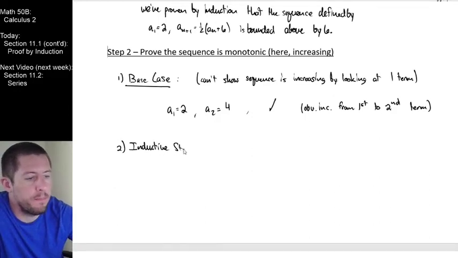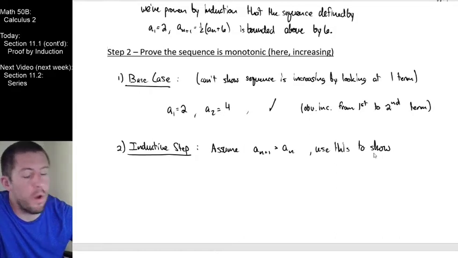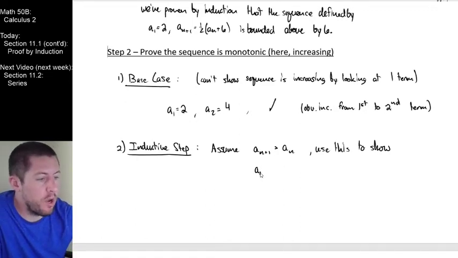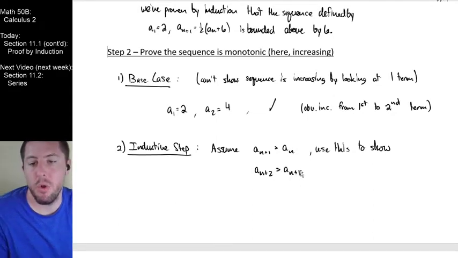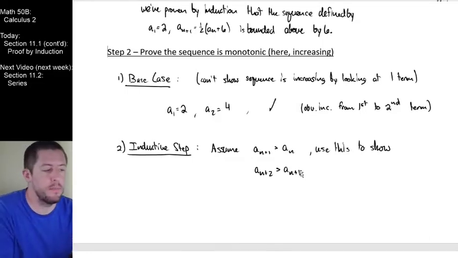Our inductive step. Assume a sub n plus 1 is strictly greater than a sub n. Use this to show... Remember, this is where we take our n terms and replace them all with n plus 1s. So n plus 1 becomes n plus 1 plus 1. And so we're going to use this to show that a sub n plus 2 must be greater than a sub n plus 1. We're showing that the relationship holding for two adjacent numbers implies that it must hold for the next two adjacent numbers.